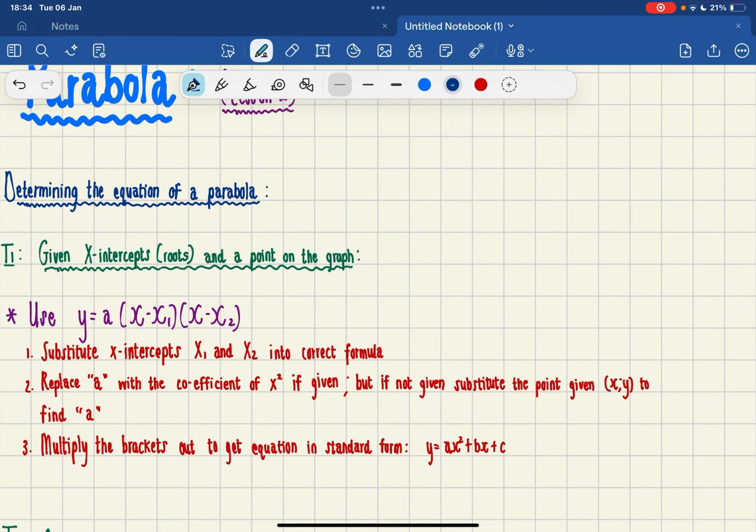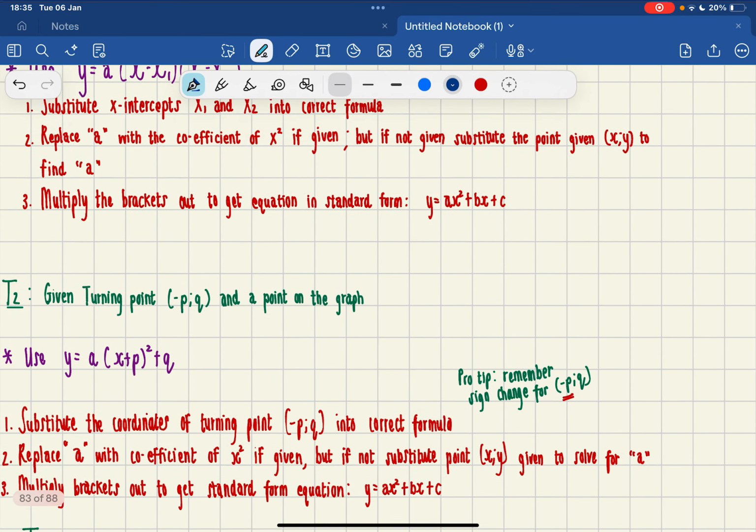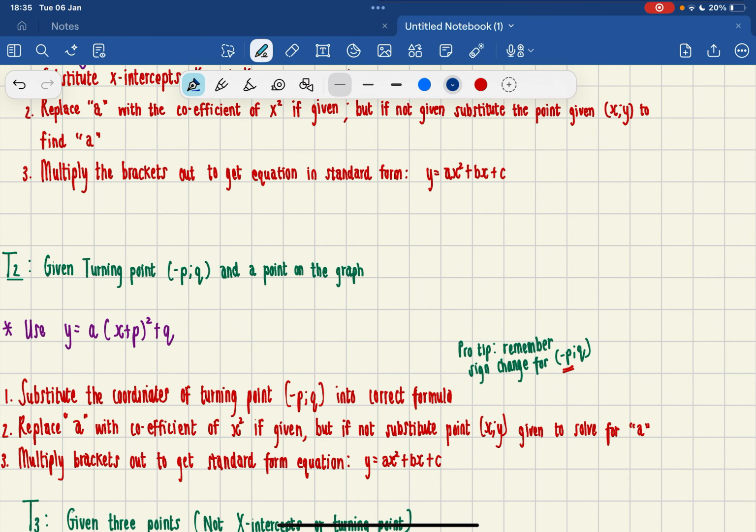The first step is to substitute the x-intercepts, being x1 and x2, into the correct formula. Step 2 is to replace a with the coefficient of x squared if given. This barely happens, so don't rely on that. If it's not given, you substitute in the point on the graph, as x and y, and solve for a. Then you multiply the brackets out to get your answer in standard form.